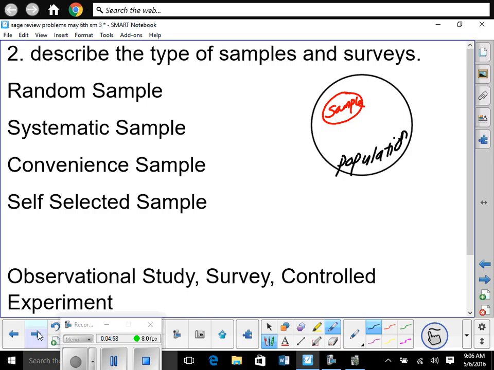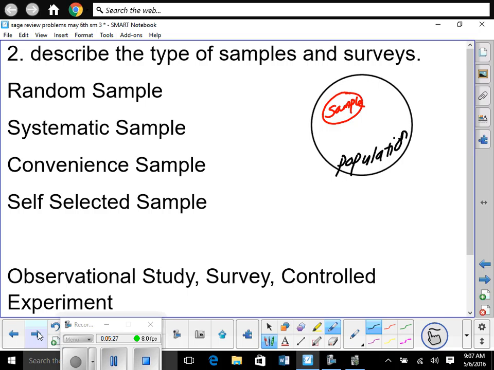Okay, so remember, there are different types of samples. Once you have a population, you're going to take a sample and pick people for it. There's a random sample, which is usually the best, a systematic sample, also good, a convenient sample, and a self-selected sample. So let's remember what each of these is. A random sample is where people are randomly chosen. Systematic means there's a system: every third person I'm going to choose. That's a system. And then there's a convenient sample.